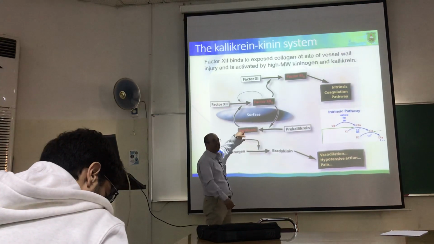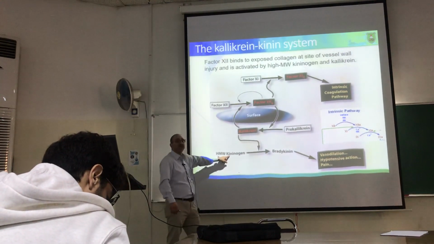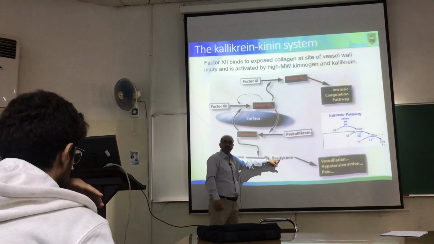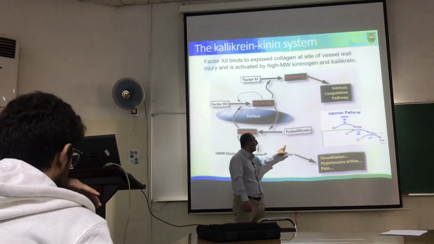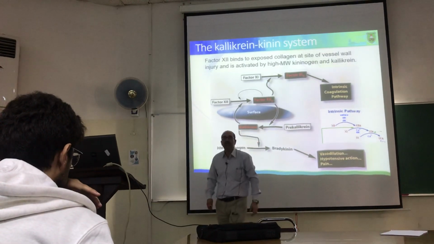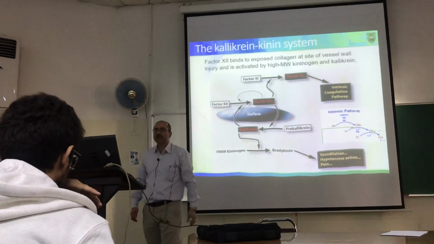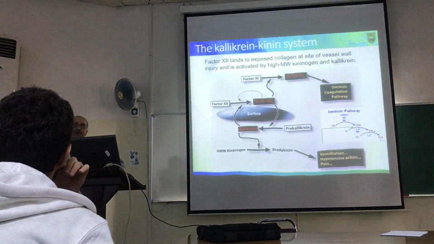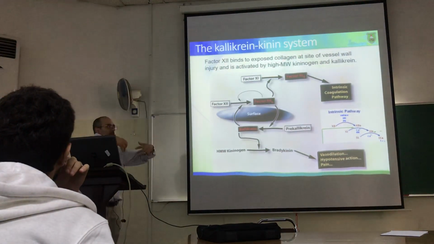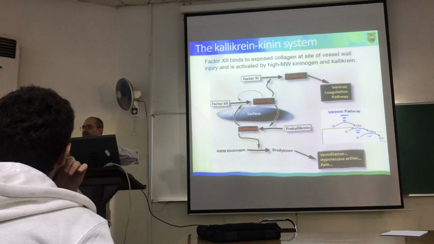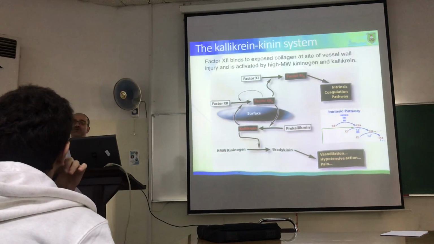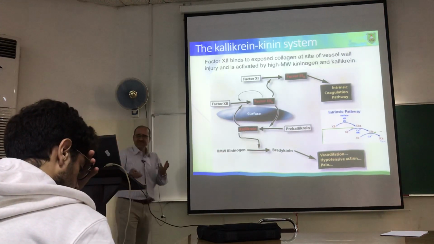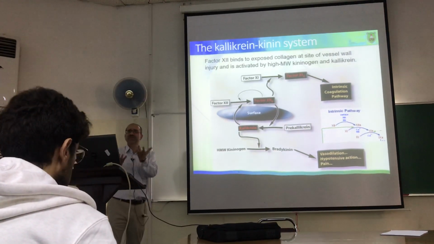Something important about kallikrein is that it can act on kininogen, producing bradykinin. It's a short peptide that can act on endothelial cells, inducing vasodilation. Why? Because we want inflammatory cells to come to the injury site as well. So we need vasodilation as well. So as I said, it's a coordinated process. It's balanced.